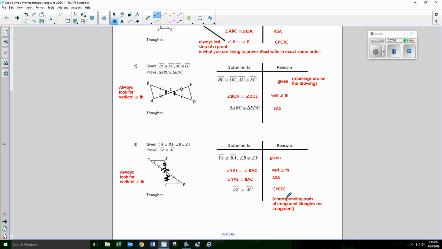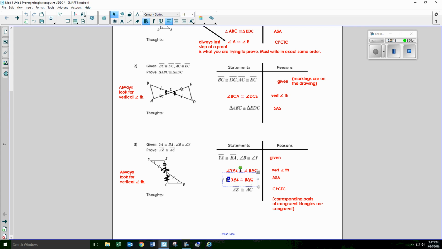Again, here I have it written out: corresponding parts of congruent triangles are congruent. Okay, so I didn't write it down up here. I just wrote out what it stands for. Again, it's only used after you prove the two entire triangles congruent. So I forgot the triangle symbol right there. So let me copy this one and put it in right here.